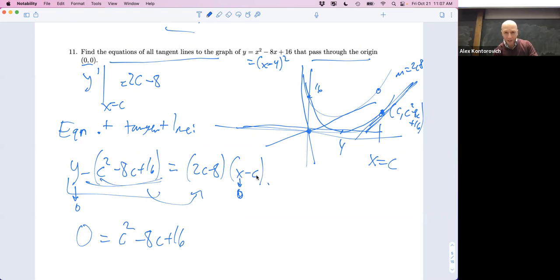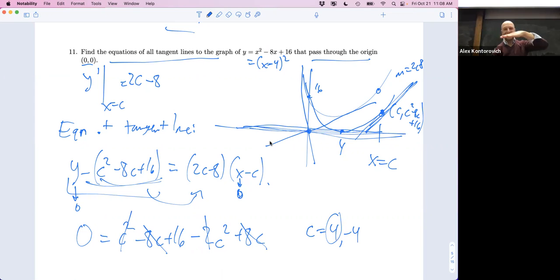And then there's no x. There's a minus 2c squared plus 8c. Did I get that right? Looks like the 8c's cancel. And one of the c squareds cancels one of the minus 2c squareds. And c is 4. c is 4 and negative 4. We already knew that c was 4. c is 4 is the point where the tangent line is the x-axis. And negative 4 is the other place where we'll get this tangent going through the origin.